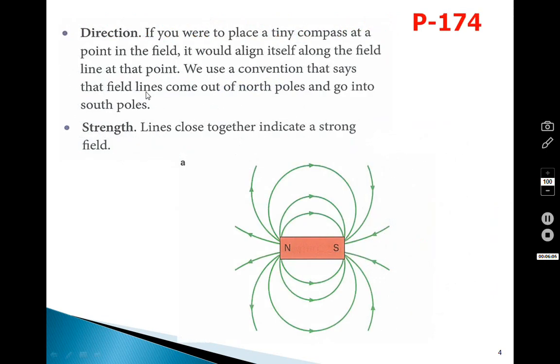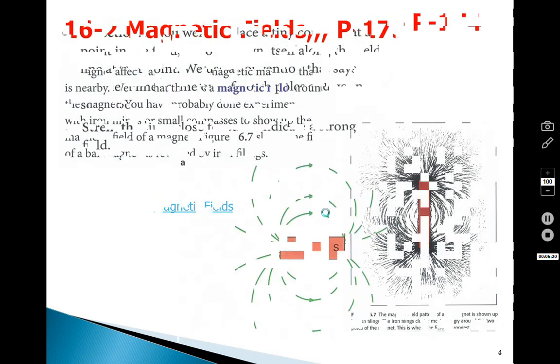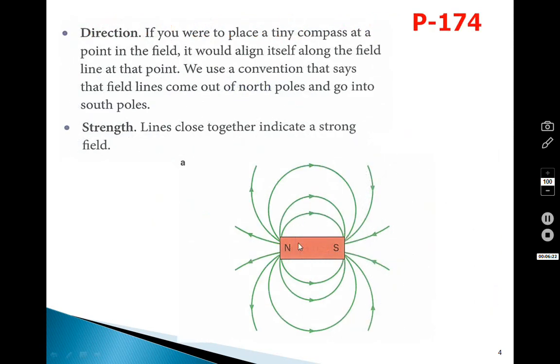So now what we have here is the pattern. We will represent some lines here, like in this figure A. This is a magnet, and these are the S and N poles. The lines of the field come from N to S. So we just put some lines for explanation.